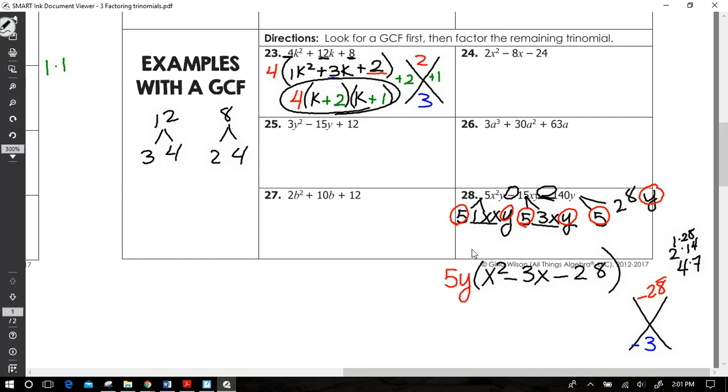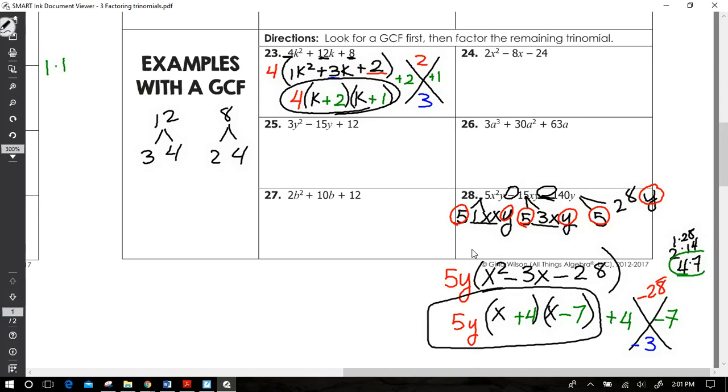Of these, which ones could I possibly put together to get to 3? It looks like 4 and 7. So what do I have to do to those signs to get to a negative 3? Minus 7, positive 4. So I'm going to have a positive 4 and a negative 7 in my answer. Bring down an x and an x. And then don't forget to bring down that 5y. And this is the final answer for now.